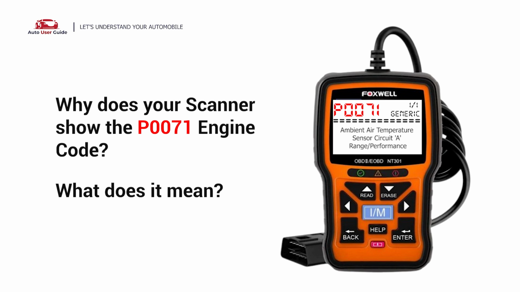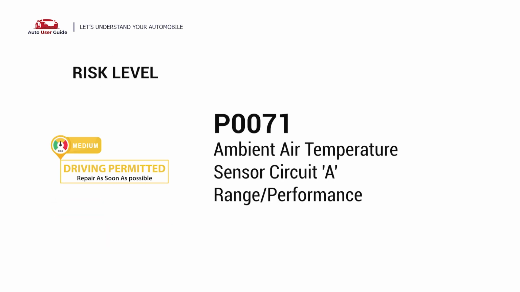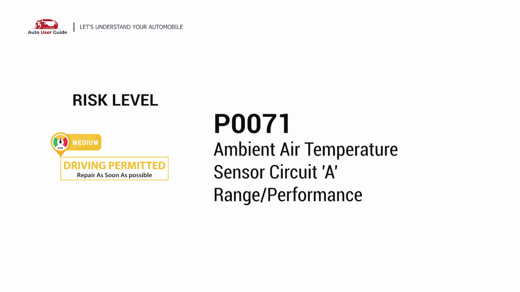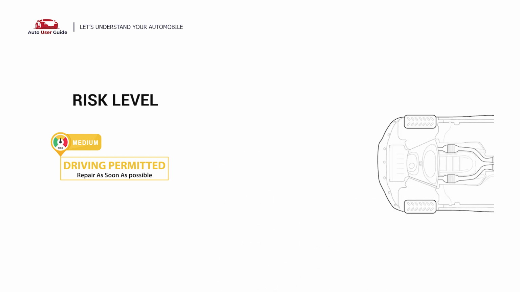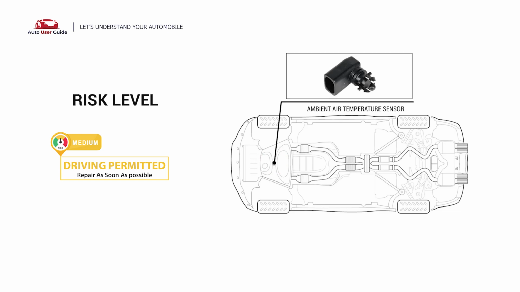Why does your scanner show the P0071 engine code? What does it mean? P0071 is a diagnostic trouble code for Ambient Air Temperature Sensor Circuit A range or performance. It indicates the PCM detects an inconsistency between the ambient air temperature sensor's input and the intake air and engine coolant temperature sensors. Under this circumstance, short-distance driving is permitted, but your vehicle should be repaired as soon as possible.